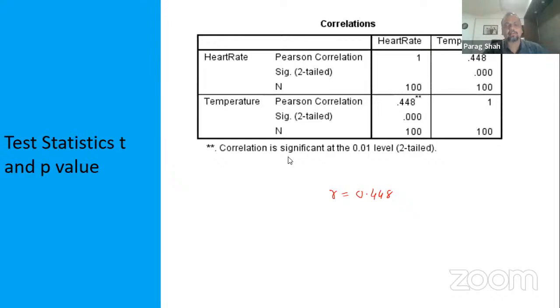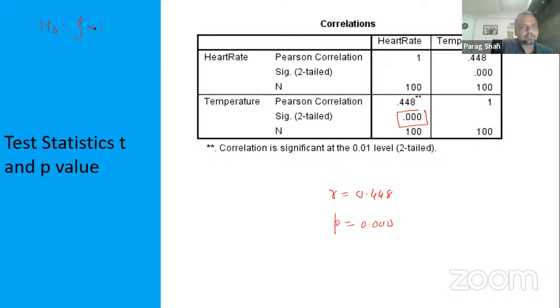Diagonally same, yes, it is diagonally same. So R is 0.448. Now you have to check its p-value. We'll do the conclusion in the same way. What is the p-value for it? 0.000. What was our null hypothesis?